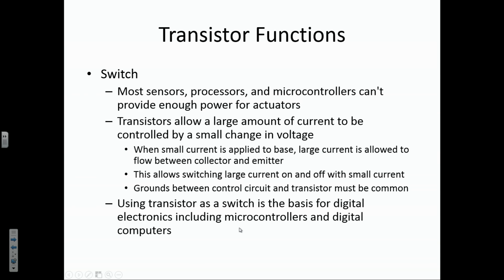So transistors often are used to function as switches, and I mentioned this, I think, in the last lecture, talking about how semiconductors could be used as switches. Most sensors, processors, and microcontrollers cannot provide enough power for actuators. So if we take a moment and think about an actuating device, and you'll remember from drawing your process control or block diagrams, that you've always got an actuator or control element in that block diagram.